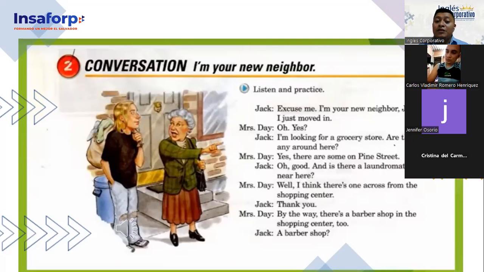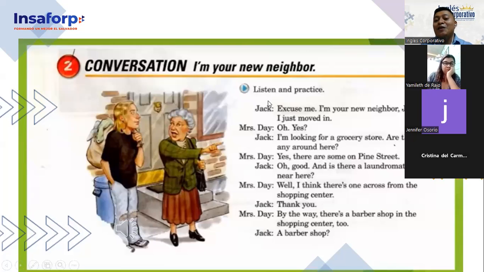Now, the old woman suggests him a barber shop. Why? Why do you think? By the way, there's a barber shop in the shopping center too. ¿Por qué le dirá eso a la señora? Because he has a long hair. Oh yes, that's the reason. Because he has long hair, right?